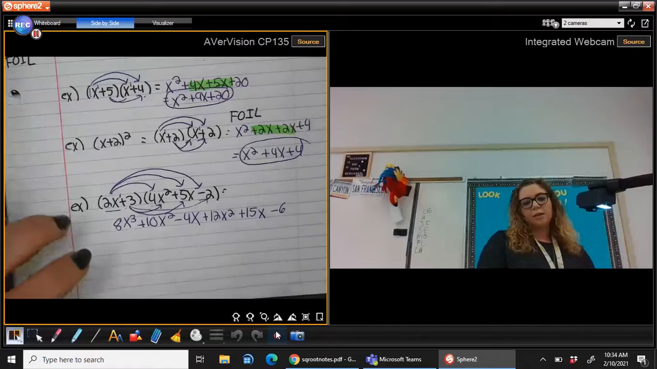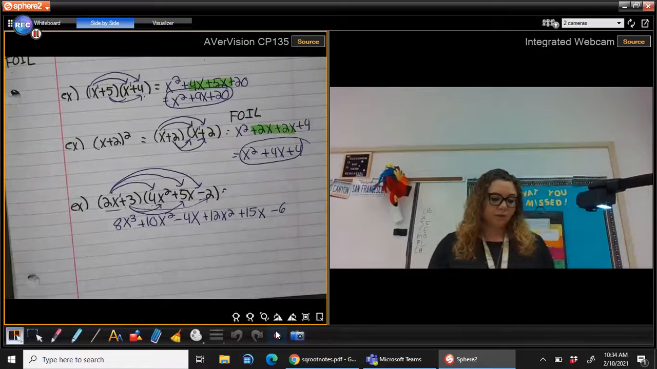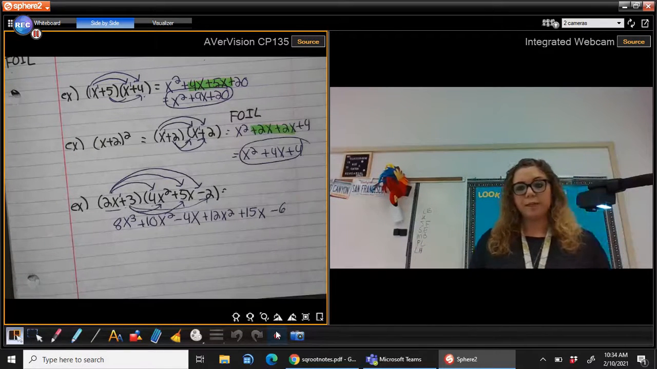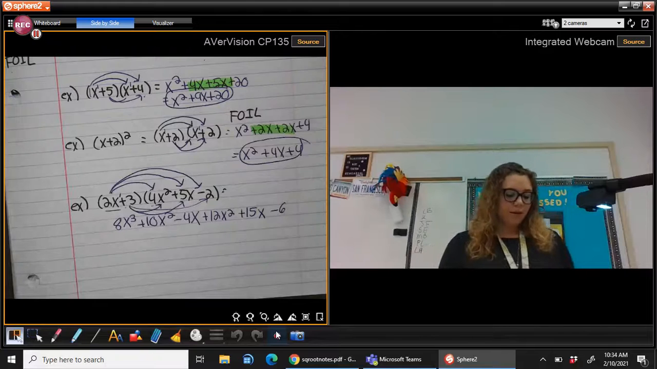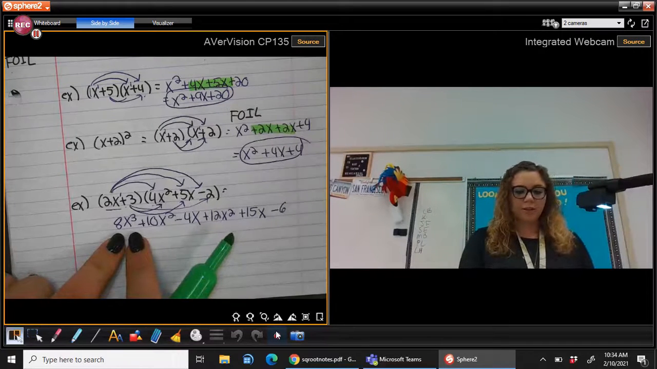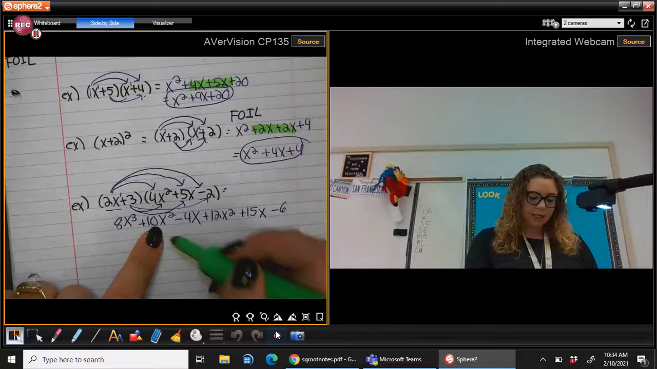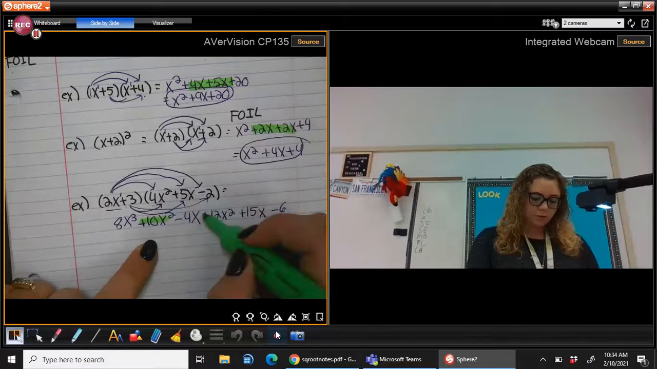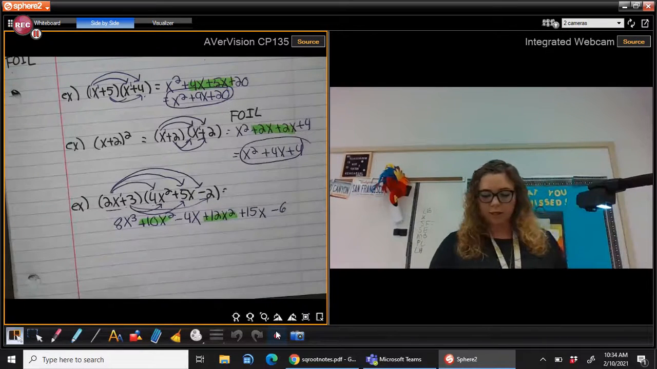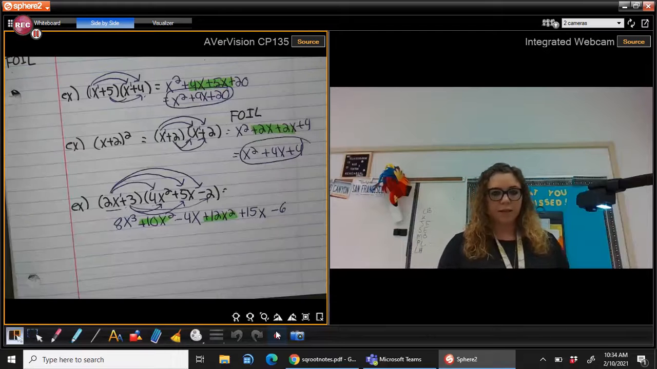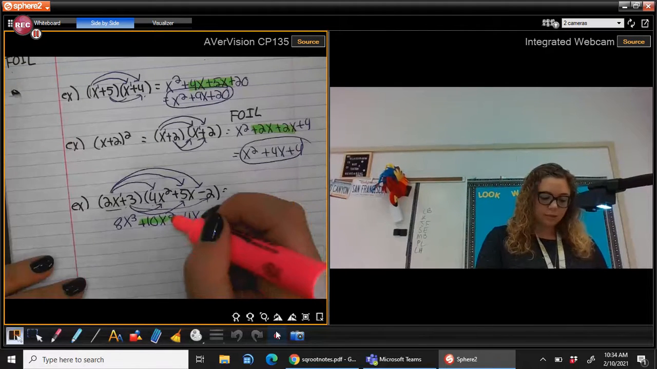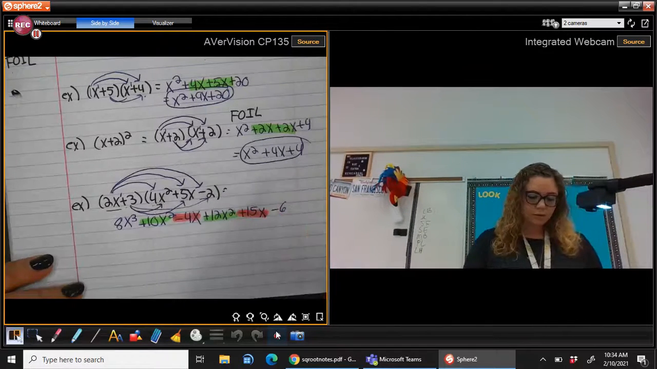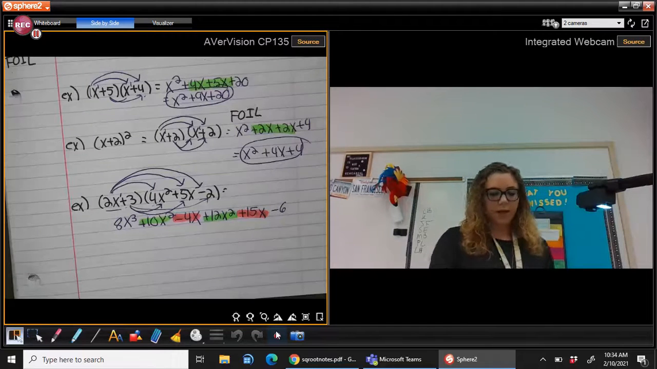Okay. Now I have to combine like terms. Okay, this is where Tuesday's lesson comes into play. Okay, do I have anything to combine with x cubed? Nope. x squared? Yes. Okay, now look at your x's. Do I have anything to combine to the x? Yes. Okay, so now I'm going to combine and leave as is.